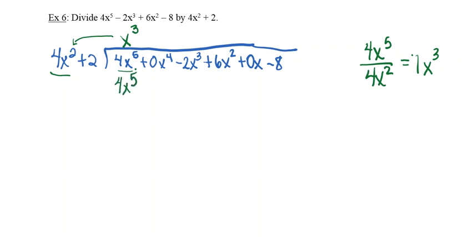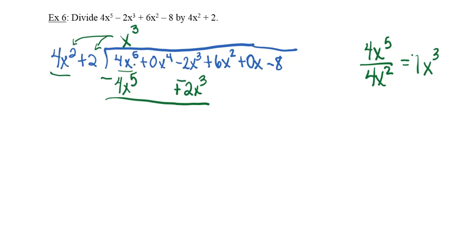Now here's where it gets a little tricky. x cubed times 2 is 2x cubed. That's not the next term. I want to stack them. So I'm going to put what I got from x cubed times 2 underneath my other x cubed term. Now I'm subtracting these, so I'm going to make sure I have subtraction signs.